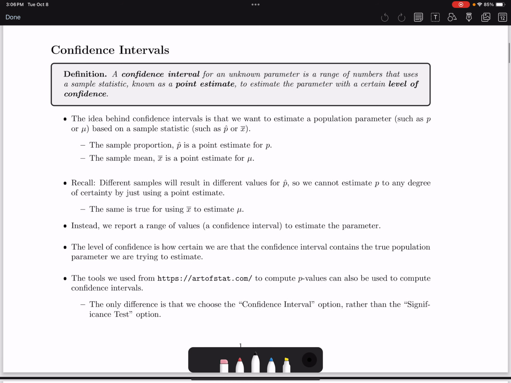So let's talk about confidence intervals. A confidence interval for an unknown parameter is a range of numbers that uses a sample statistic known as a point estimate to estimate the parameter with a certain level of confidence. The idea behind confidence intervals is that we want to estimate a parameter like the proportion p or the mean mu based on a sample statistic such as p hat in the case that we're estimating a proportion, or x bar in the case that we're estimating a mean. So the sample proportion p hat is a point estimate for p, and the sample mean x bar is a point estimate for mu.